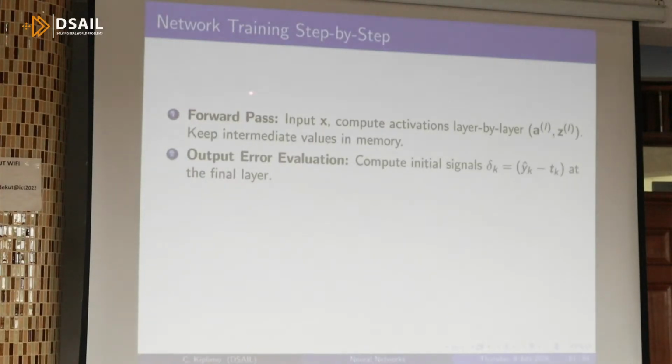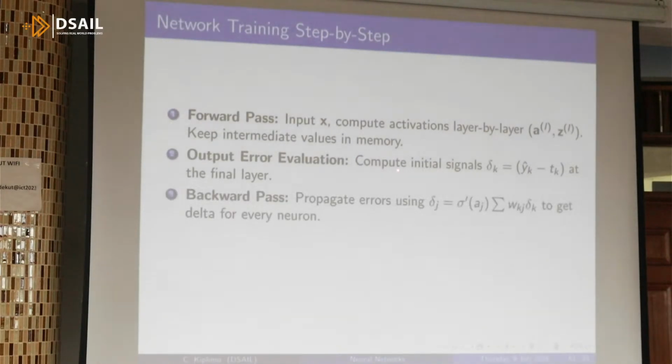Pass your input X downstream through the various layers of the neural network. Compute the activations layer by layer. We've already seen what the forward pass looks like. And then the output error evaluation: compute the initial signals, the error signals that we are talking about here. We've said that at the output layer, the error is the same as your local error. Your local error is just going to be the final error at the final layer.